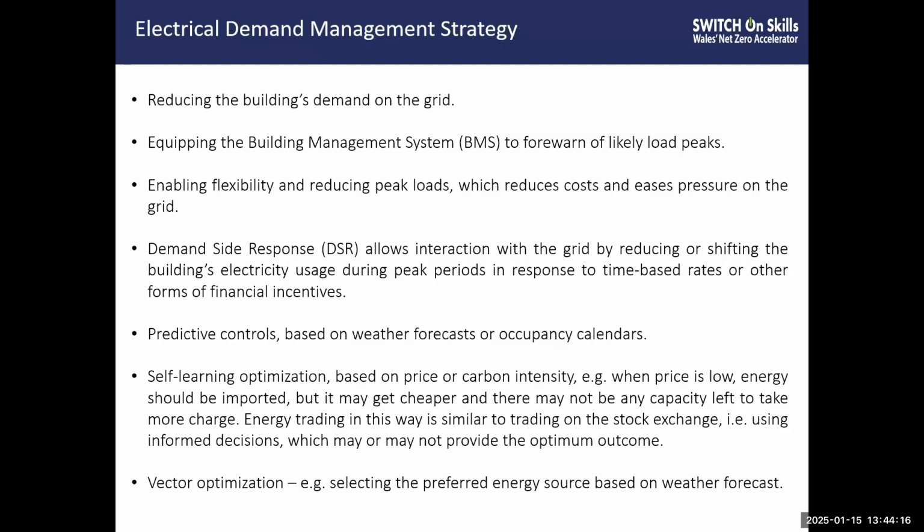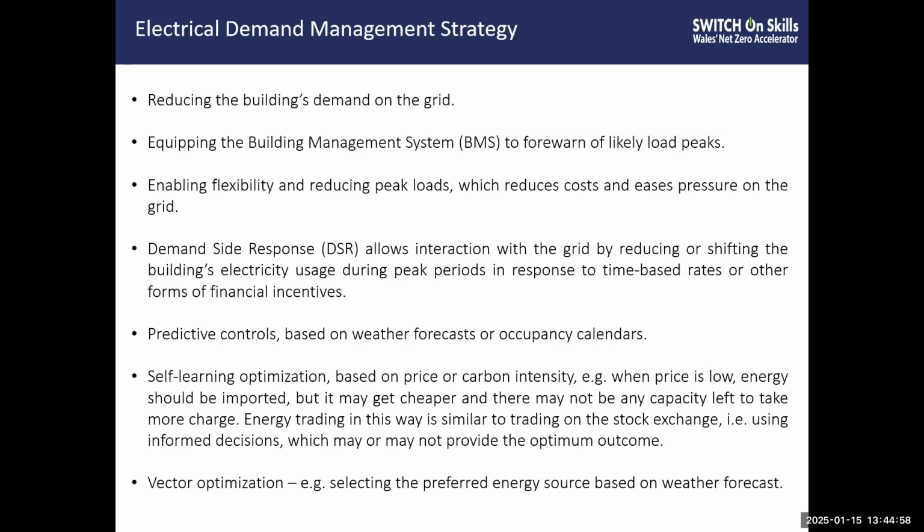We have something called demand side response, or DSR, which provides an opportunity for active buildings to play a role in the operation of the electricity grid by reducing or shifting their usage during peak periods in response to time-based rates or other forms of financial incentives. This is already happening really with Octopus Energy, as just an example, where they tell you to hold off on doing your washing in the machine until the night, and we'll pay you some cash towards that. So this enables dynamic energy pricing as well as reducing the grid stress.